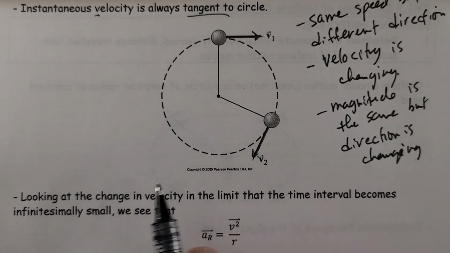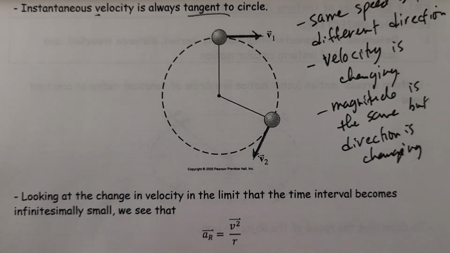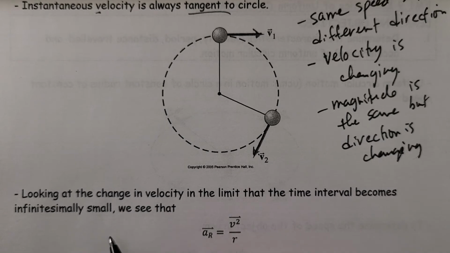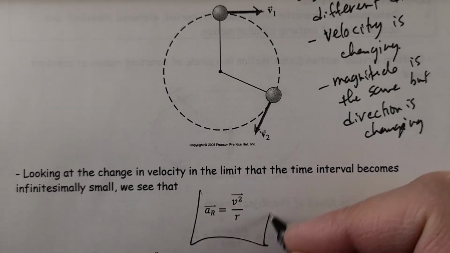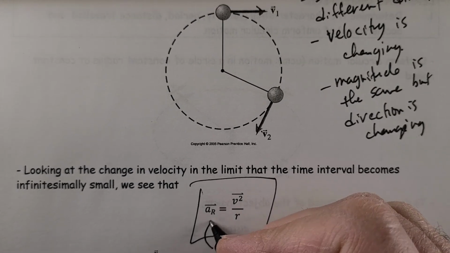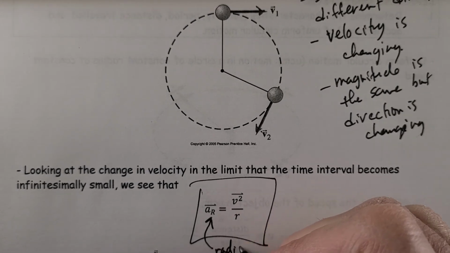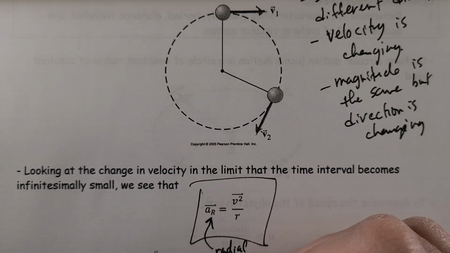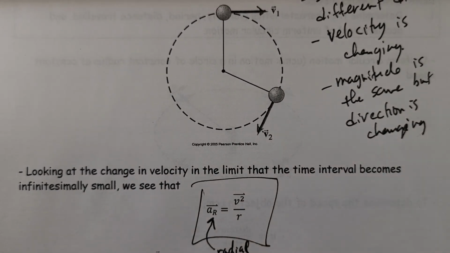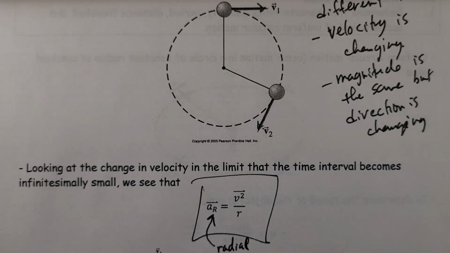And since velocity is changing, we must have an acceleration. Now the acceleration is just simply changing direction. Look at the change in velocity in the limit that the time interval becomes infinitesimally small. We see that the acceleration, or sometimes it's referred to as radial or circular acceleration, is equal to v squared over r.